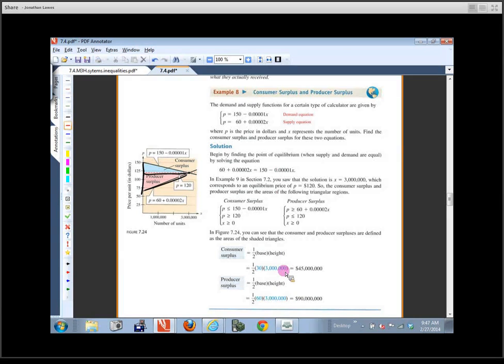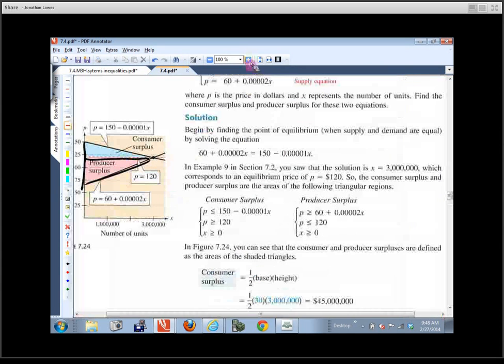And in order to find that, what's the most important point on this graph right here? That point of equilibrium, right? That point right there. And once you find that, it takes this area that we would shade in right here and breaks it into two triangles.